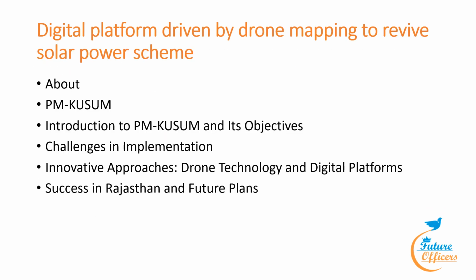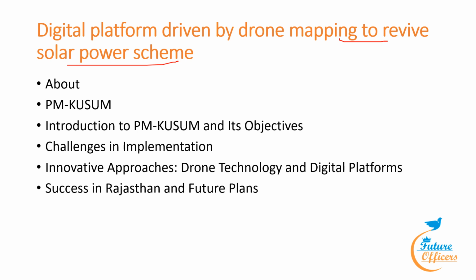Our next topic is about digital platform driven by drone mapping to revive solar power scheme. So first we have to know about the news. The PM Kusum scheme aims to enhance solar energy in agriculture by setting up solar power plants and pumps. However, delays and challenges such as land availability have impeded progress. Innovative solutions like drone technology and digital platforms are being used to address these issues.